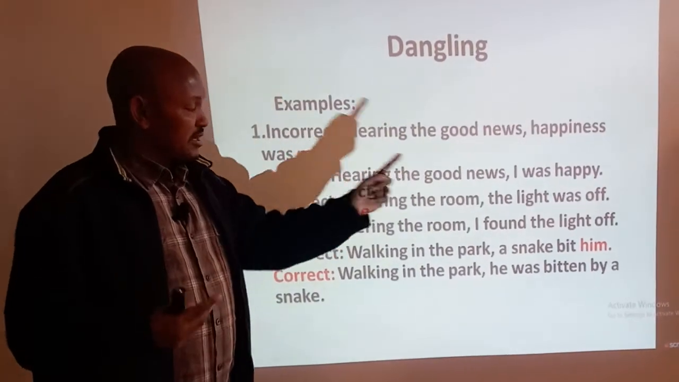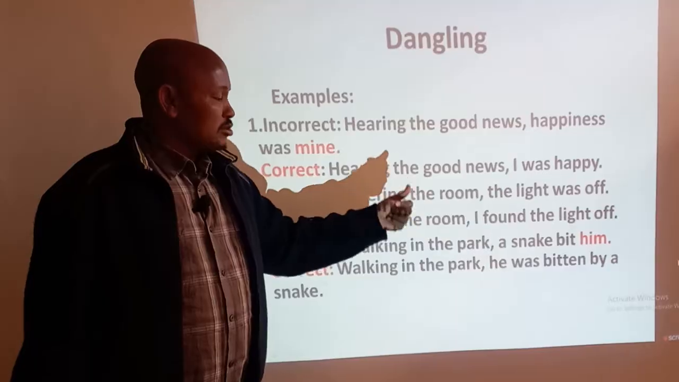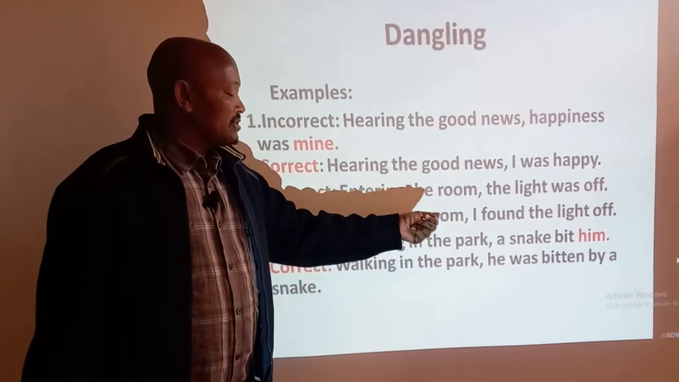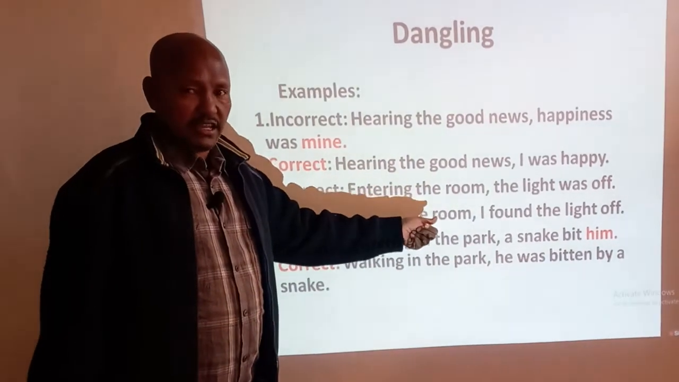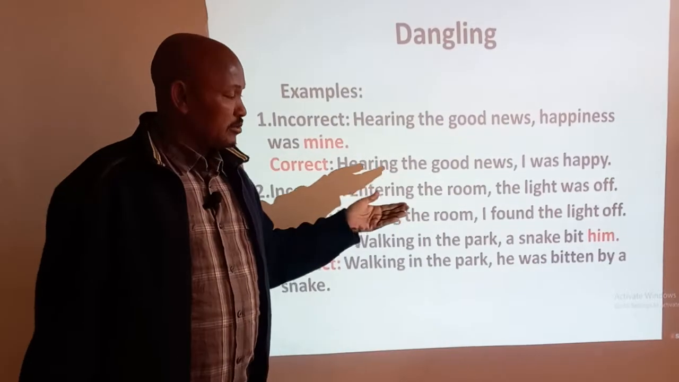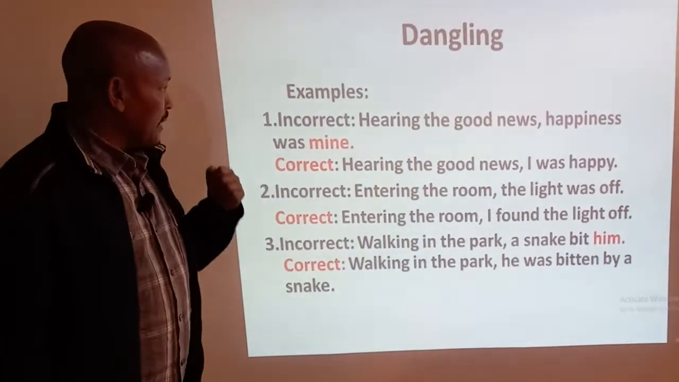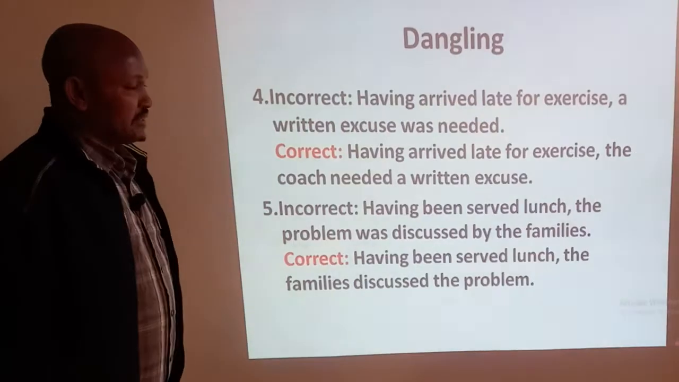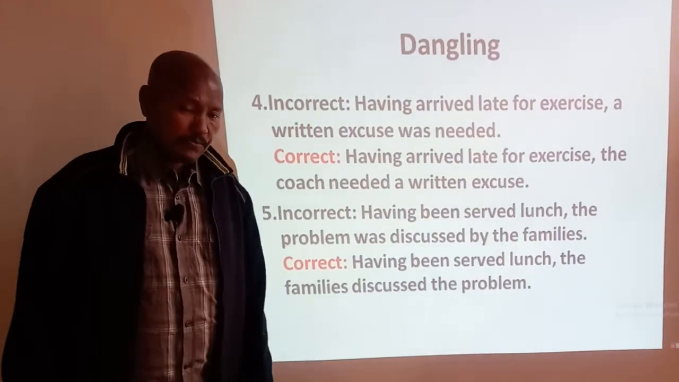So the first thing is, there is a clue, him, pronoun him. So it must be corrected to he, because he is the modifier, the dangling modifier. So it must be parallel with the two clauses. This is also another way of examples about dangling modifier.